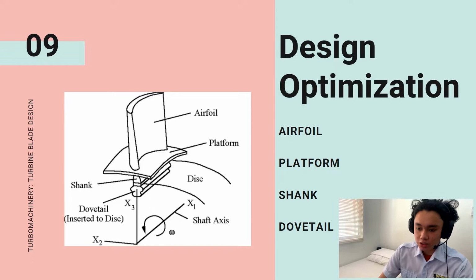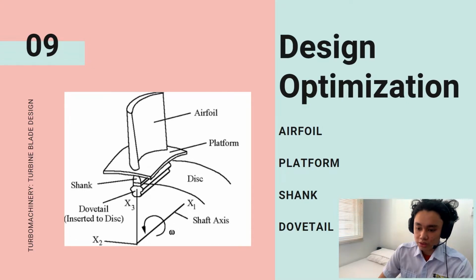Next is design optimization. The blades are divided into 4 parts. The first part will be the airfoil, a cross-sectional shape of an object whose motion through a gas is capable of generating significant lift. The second one, the platform, a piece of metal located in a cavity underneath 2 adjacent blade platforms. Platform does not contribute significantly to blade structural behavior.